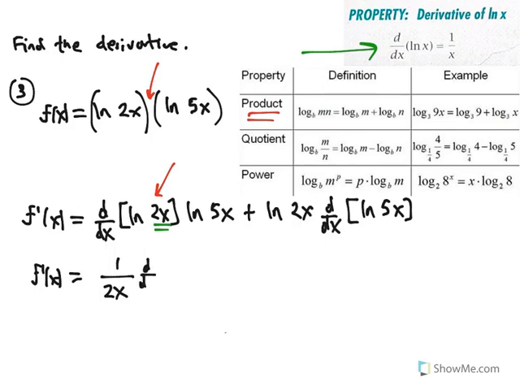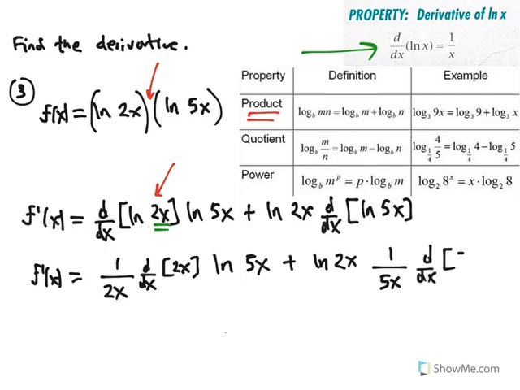Multiply that by the derivative with respect to x of the inside function 2x, which is of course 2. And then you have natural log of 5x plus natural log of 2x times the derivative of natural log of 5x. Again, you have to use the chain rule for that. The derivative of the outside function, the natural log function, is 1 over the argument, and multiply by the derivative with respect to x of the inside function 5x. So this is going to be 2, and this is going to be 5.